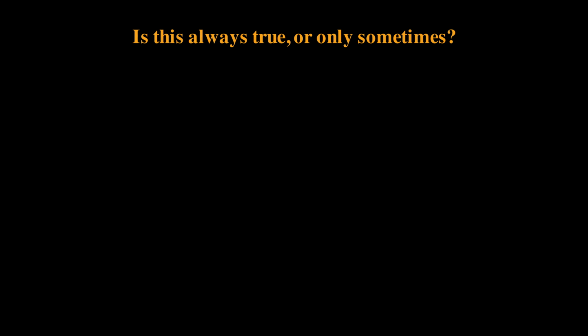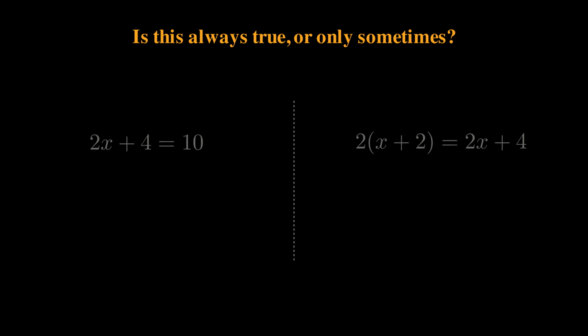Look at these two statements. On the left, 2x plus 4 equals 10. On the right, 2 times (x plus 2) equals 2x plus 4. They both have an equal sign, but they are profoundly different kinds of statement. And telling them apart is the whole first half of this topic.